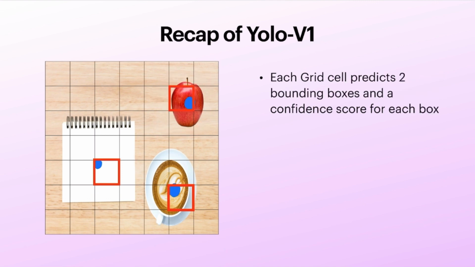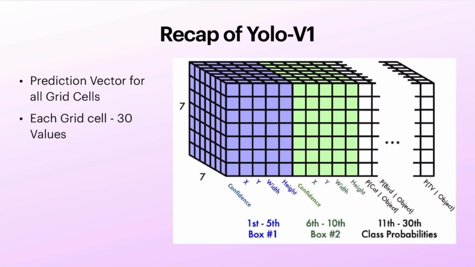Each cell predicts 2 bounding boxes and a confidence score for each box. This confidence score is actually the objectness score. The total prediction vector is 7 by 7 by 30. So the first 5 values are for the first box, the second 5 values are for the second box, and the last 20 values are for the class probability scores.